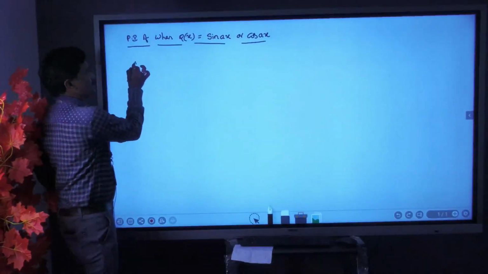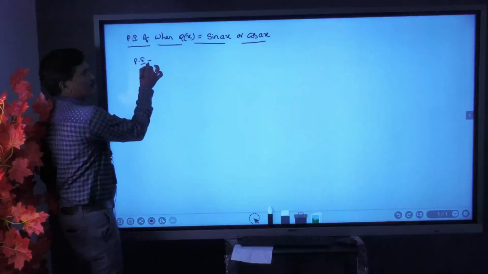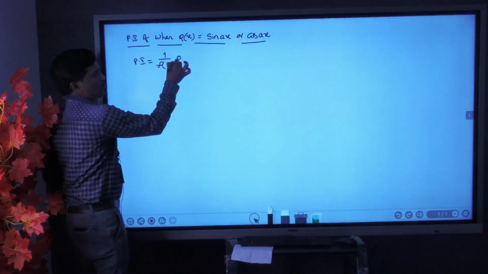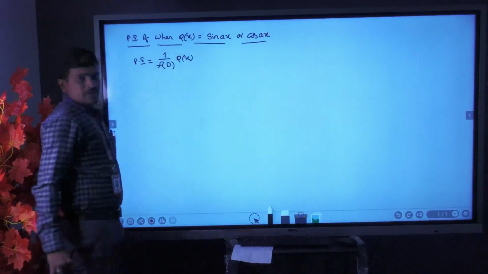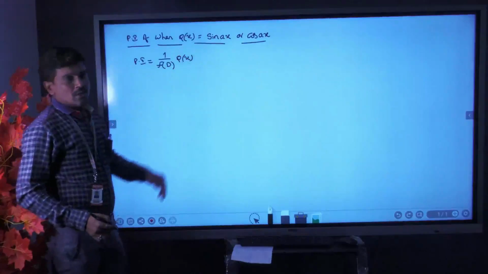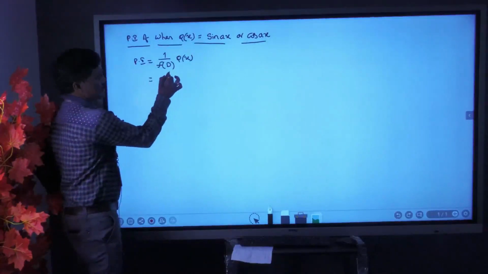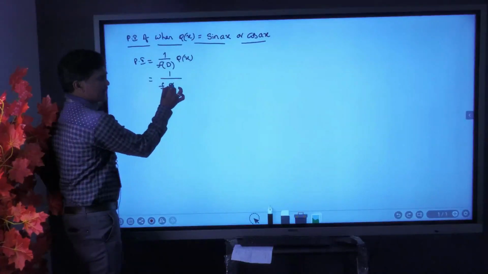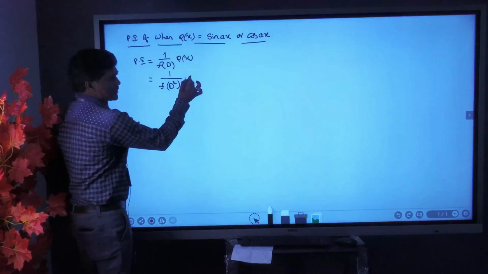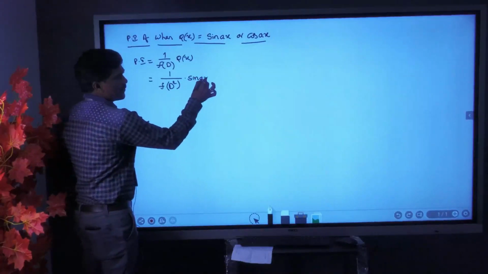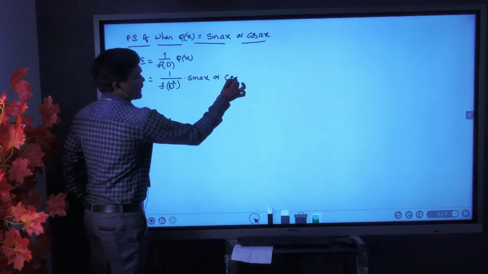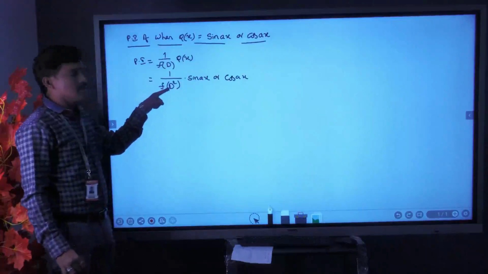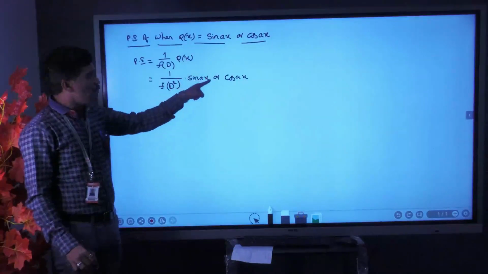Now first of all, what is the particular integration here? Particular integration is 1 by f of D into Q of x, right? So now here Q of x is sin or cos. So first write this 1 by f of D as some f of D square. Then here Q is sin ax or cos ax, right? So when Q is sin ax or cos ax, just replace D square with minus a square.